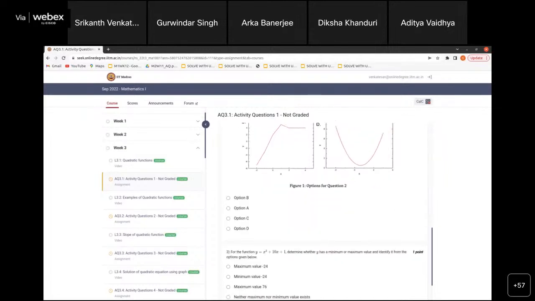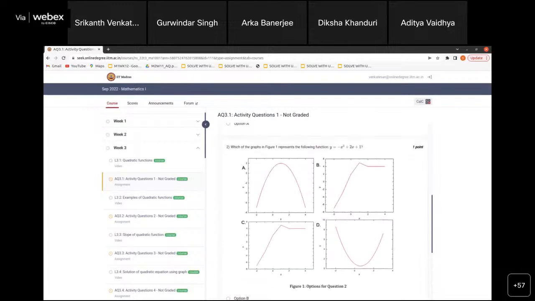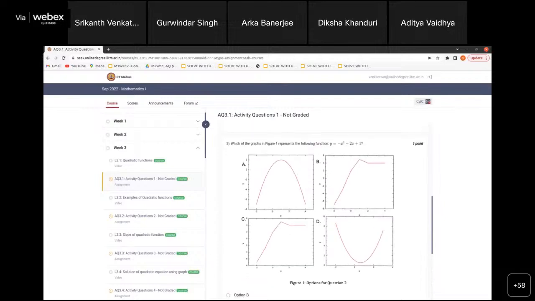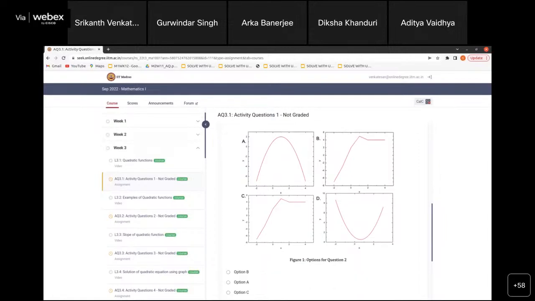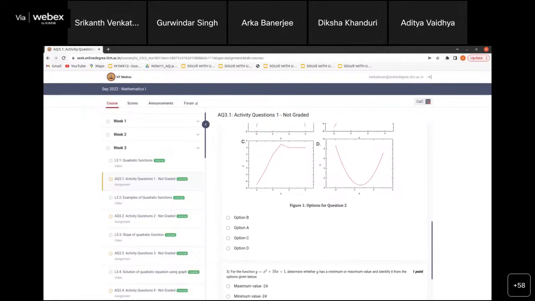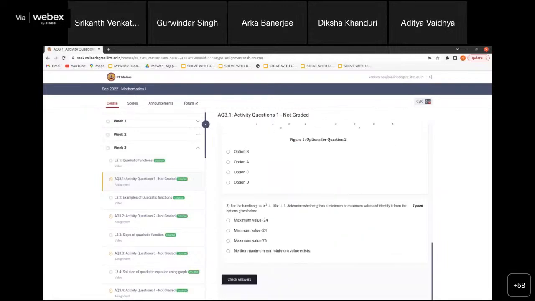And question 2 also, I think you guys can do the same thing. Option A, because here a is less than 0, a is minus 1 here, so it will be downward. Yeah, it will be a downward parabola, so it will be option A. And this one, the last one.